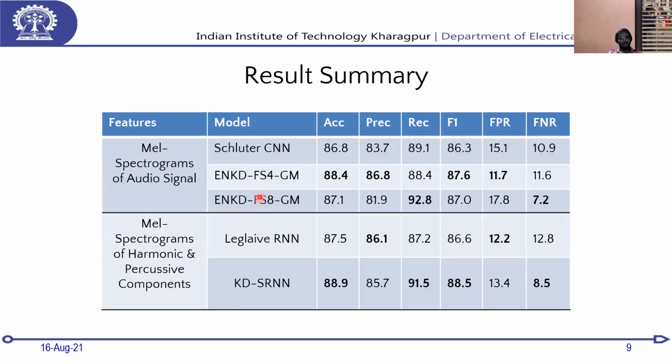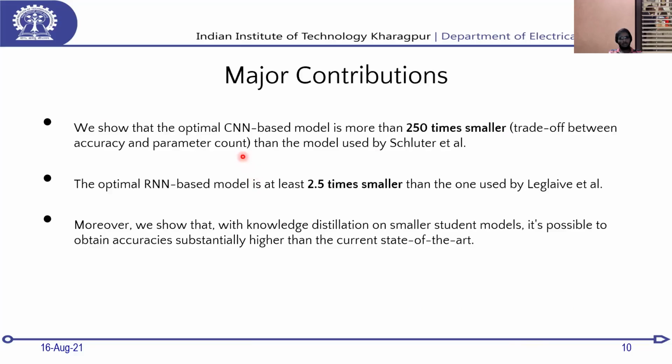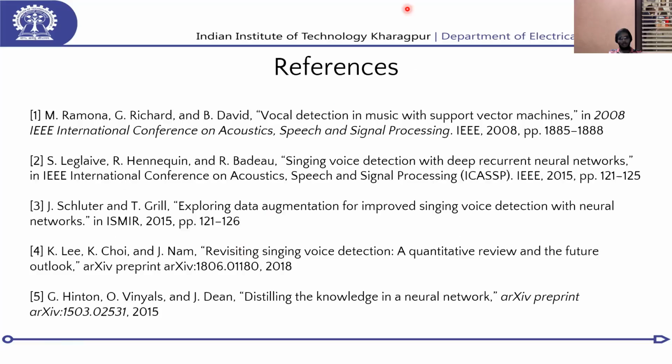As a result summary, we are able to outperform Schlüter CNN using ensemble knowledge distillation on all the 6 performance measures. In case of the Leglaive RNN, we are able to outperform it using simple knowledge distillation on 4 out of 6 performance measures. As our major contributions, we show that the optimal CNN model is more than 250 times smaller than the one proposed by Schlüter et al., whereas the optimal RNN model is at least 2.5 times smaller. Further reduction is also possible. Moreover, we are able to achieve state-of-the-art accuracies in the Jamendo dataset. These are our major references.